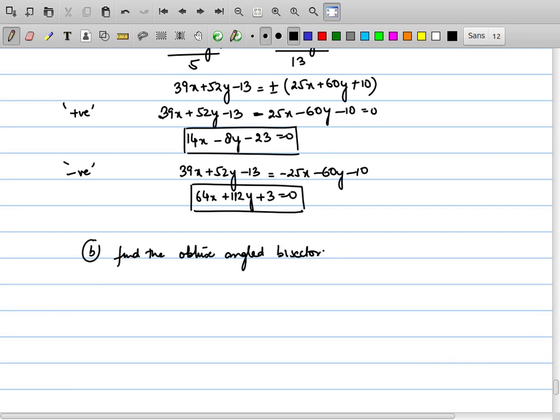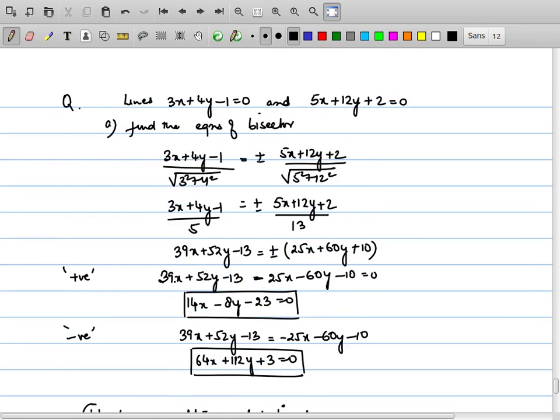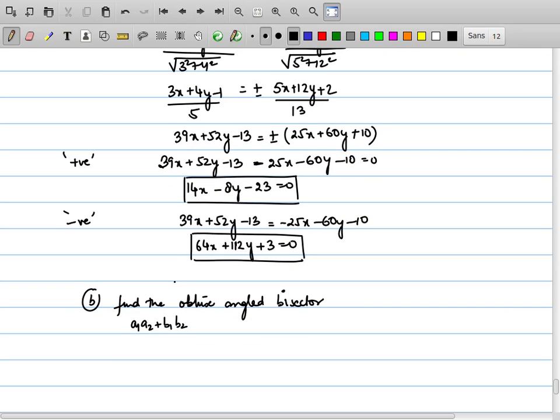Find the obtuse angled bisector. For this, what we do is, we find a1a2 plus b1b2. Whatever the sign it gives, we take that sign and solve the equation to get the obtuse angled bisector. What are a1, a2, b1, b2?